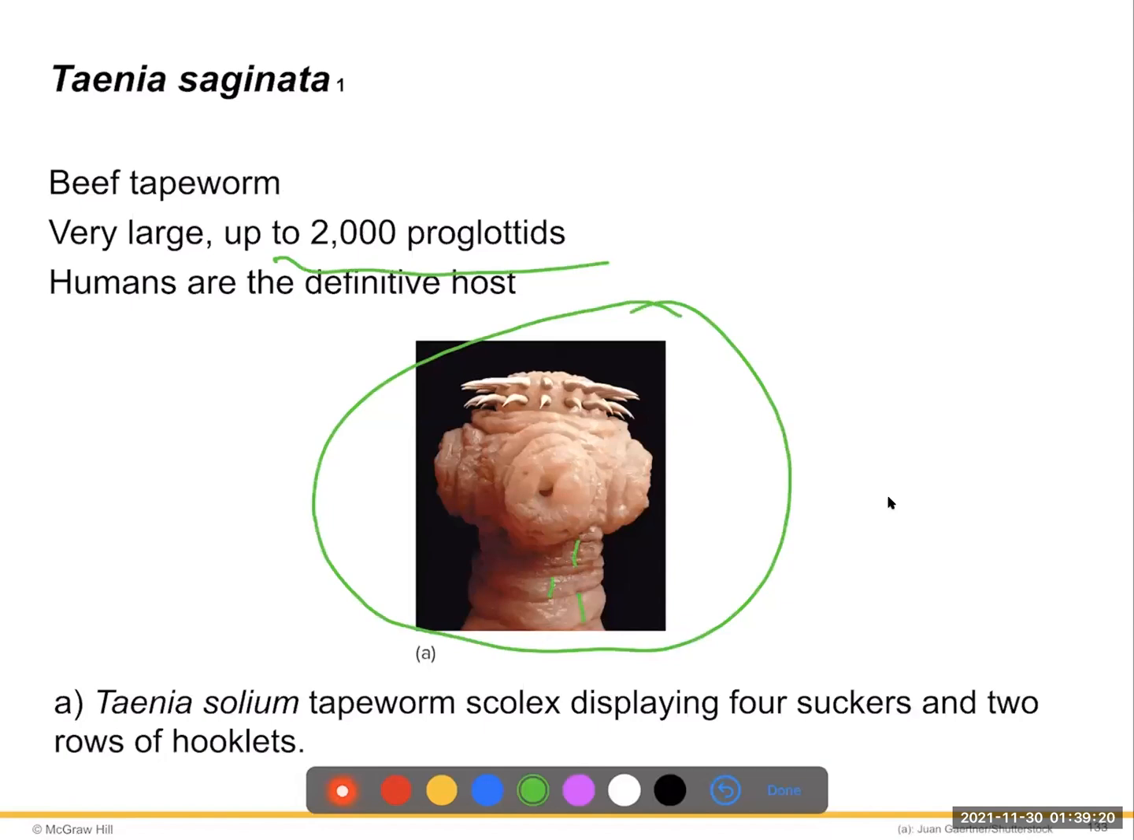You can see the Taenia solium tapeworm. The scolex has 4 suckers. These are the suckers right here: 1, 2, 3, and there's a 4th one on the exact opposite side. And 2 rows of what are called hooklets. So the hooklets grab in and hold onto the intestinal cells.